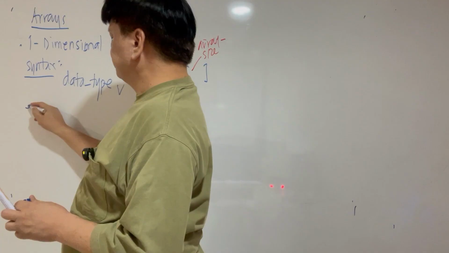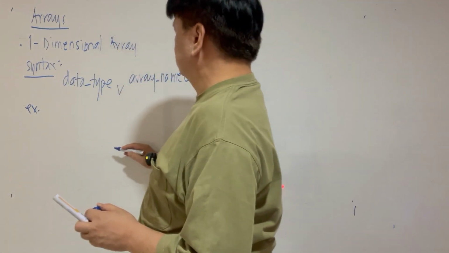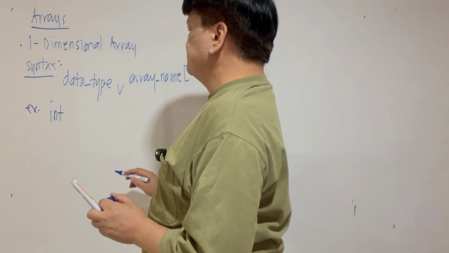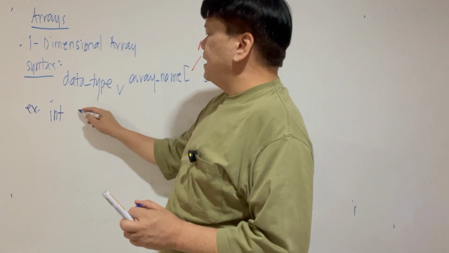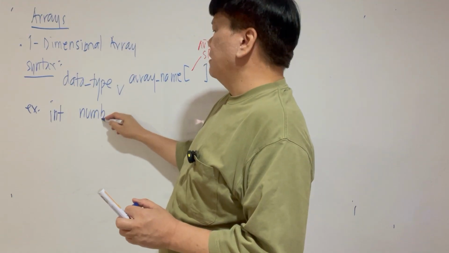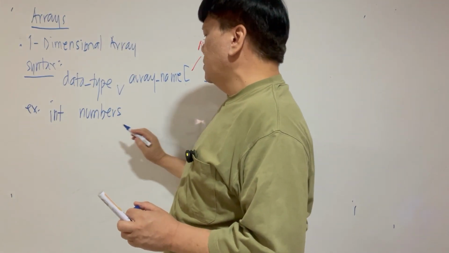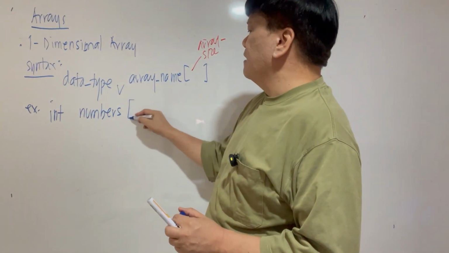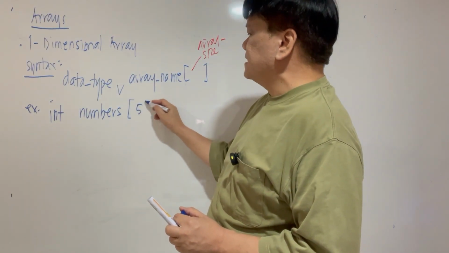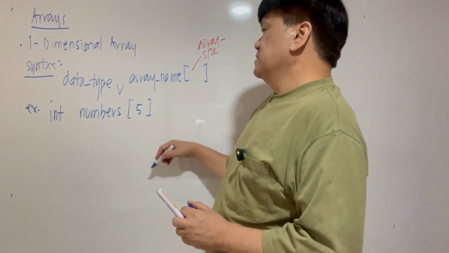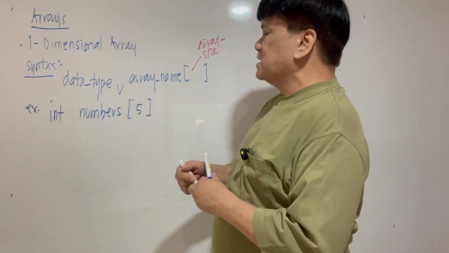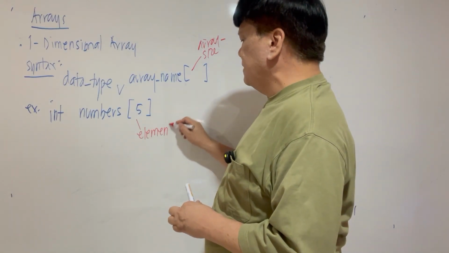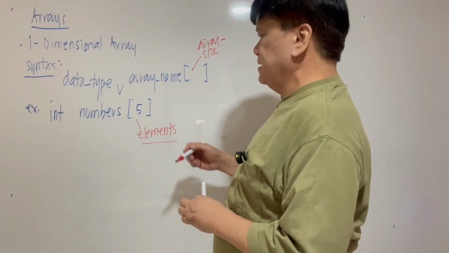Example, data type, integer. Array name, let's say the array name is numbers. And then we can have the size, let's say 5 numbers. So that is the size, or the number of elements of your array.